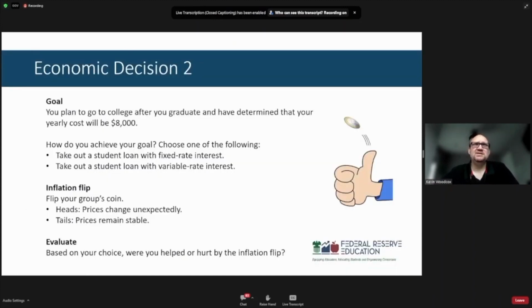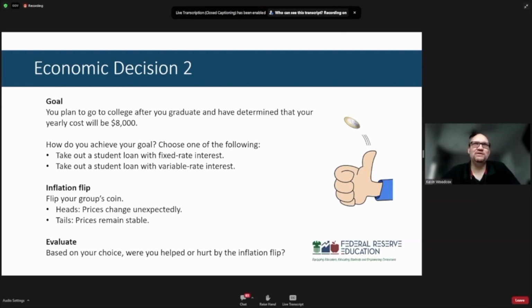So let's try this again. You have a second economic goal here. You want to go to college after you graduate from high school, and you determine that your yearly cost will be $8,000. I want to know where this school is. We wrote this lesson a few years ago when college prices, I guess, were a little more reasonable. So how do you achieve your goal? Choose one of the following.